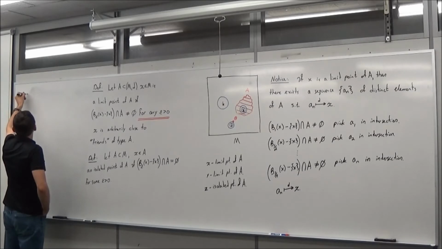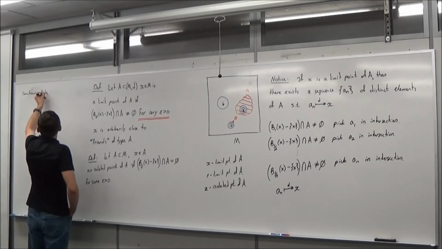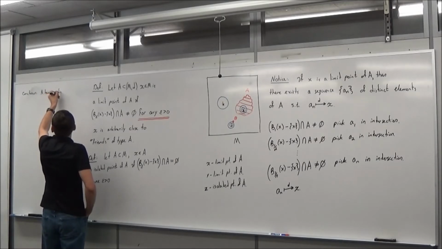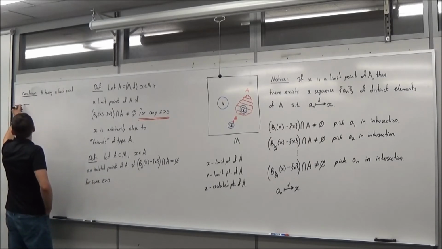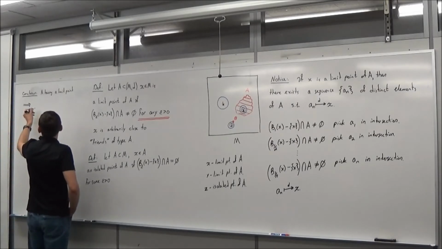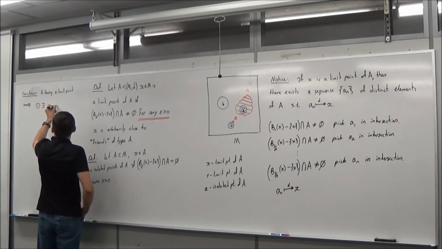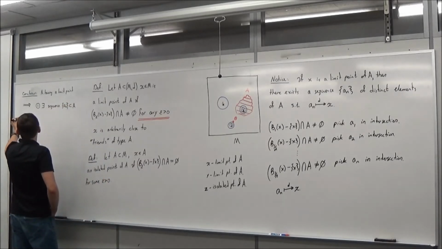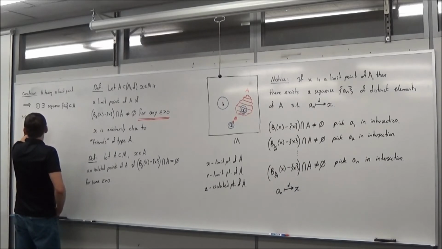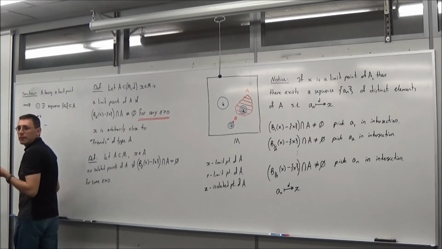Conclusion. A having a limit point implies several things. So it implies first there exists a sequence a_n in A such that a_n converges to X. And the second part that it implies is that the sequence can be picked to be infinite.